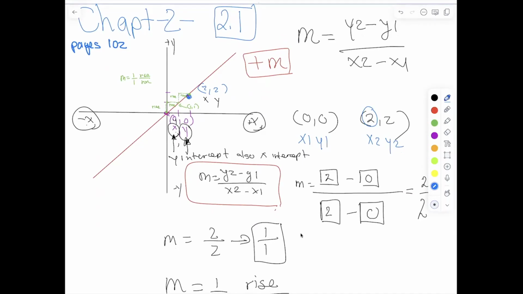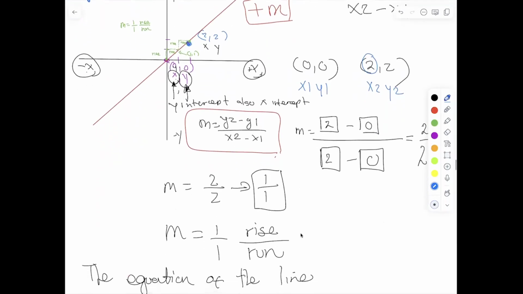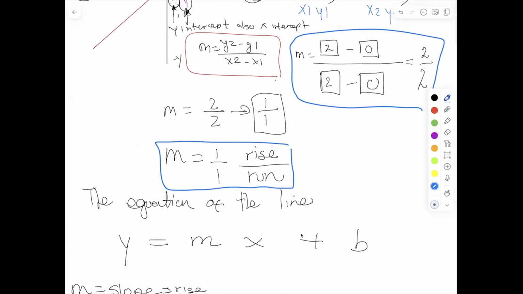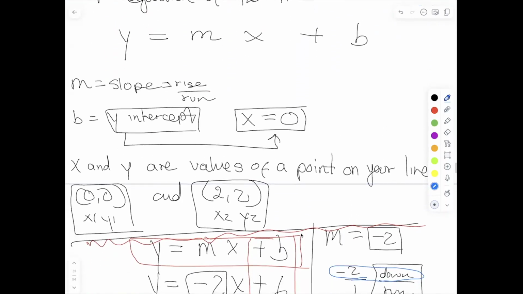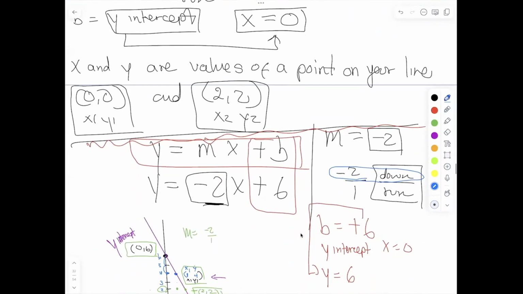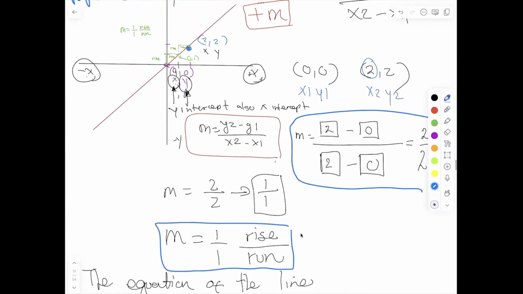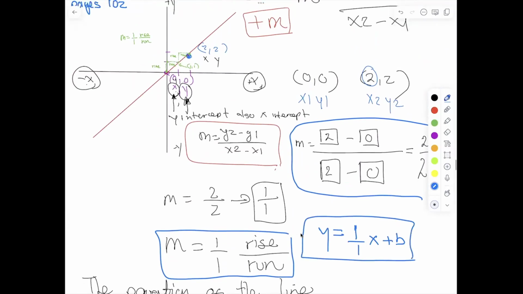We have 0, 0 and 2, 2. And if we plug those into the formula for the slope, which is right here, this is going to give me 2 over 2, which is 1 over 1. And when I plug it into the equation, I am going to get a linear equation of y is equal to 1 over 1x plus b. And this would give me the equation for this line.